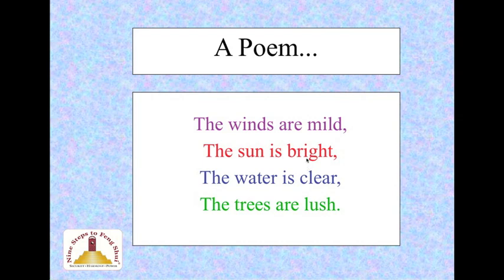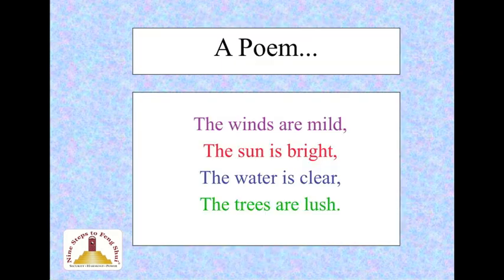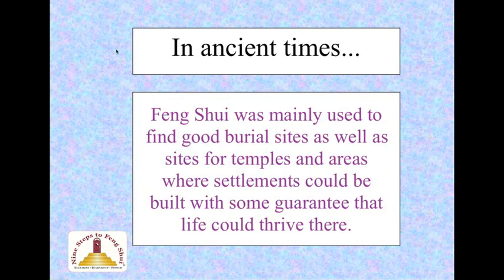However, going back to the previous slide, remember that there are very good metaphysical and energetic reasons why wind and water are proper terms to define this art. So in ancient times, Feng Shui was mainly used to find good burial sites, as well as sites for temples and areas where settlements could be built with some warranty that life could thrive there.